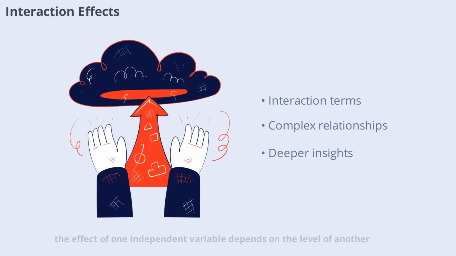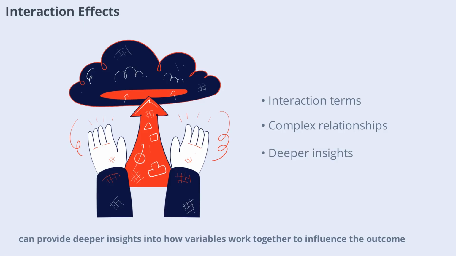Sometimes the effect of one independent variable depends on the level of another. This is called an interaction effect. You can include interaction terms in your regression model by multiplying the variables together. Interaction effects help you capture more complex relationships in your data and can provide deeper insights into how variables work together to influence the outcome.